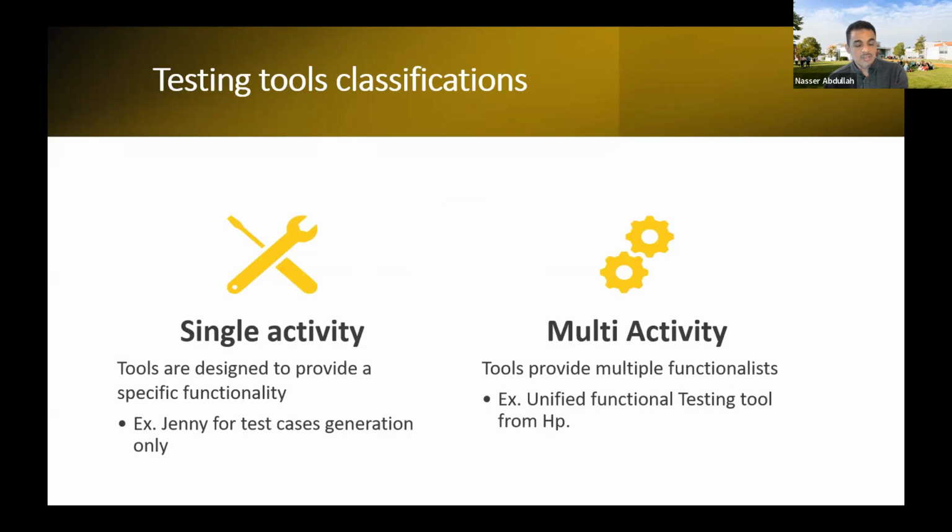Sometimes, when you're looking for one tool, you know that, okay, I'm looking only to generate the test cases, or only to execute the test cases. So you are looking only for that, and you can find it. Here is one example that I mentioned, Genie. Genie is a method to generate the test cases only.